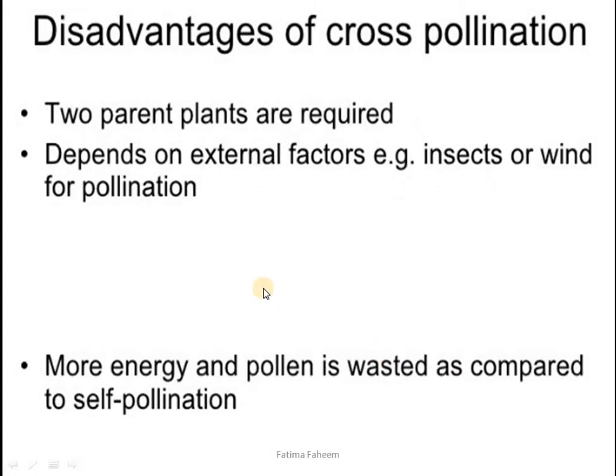What are the disadvantages? Here two parents are required and an external factor is always required. A pollinator is always required. It may be insect or wind, which would carry the pollen from one flower of one plant to the stigma of the other flower of the other plant. More energy and pollen is wasted as compared to self-pollination.